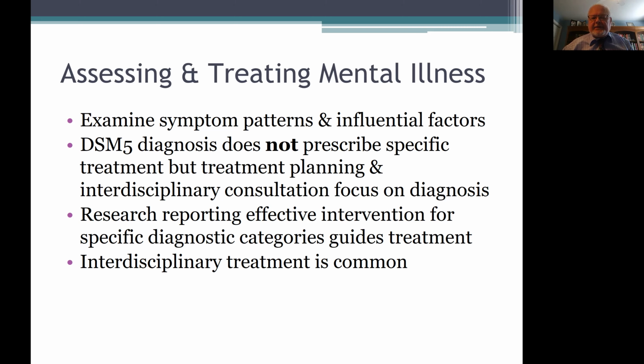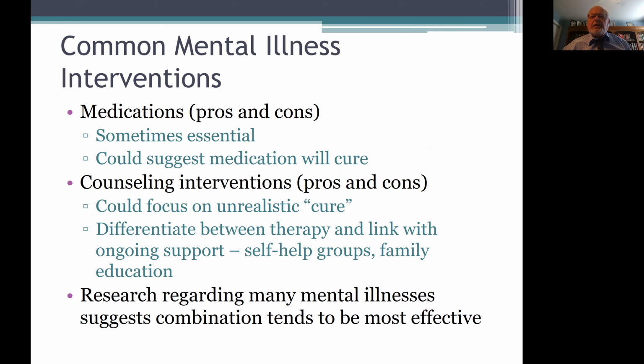Interdisciplinary treatment is common. For example, a physician or a psychiatrist prescribing medication for the client, while another professional, such as a social worker or psychologist or psychiatric nurse, may provide counseling. The most common mental illness interventions are medications and counseling interventions. Both have pros and cons.